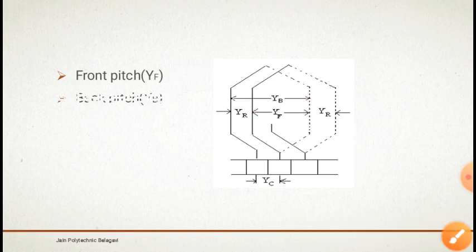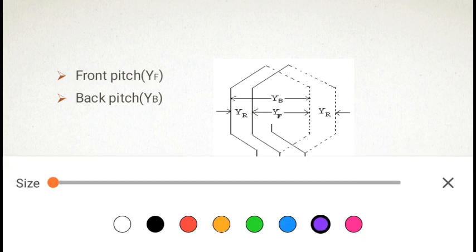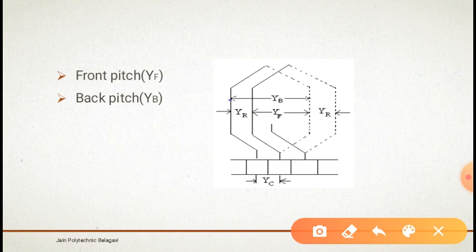Coming to the next one, the back pitch. Back pitch is the distance travelled by the conductor at the back of the armature. It is denoted as YB. So here it is denoted as YB. It is nothing but the back pitch.